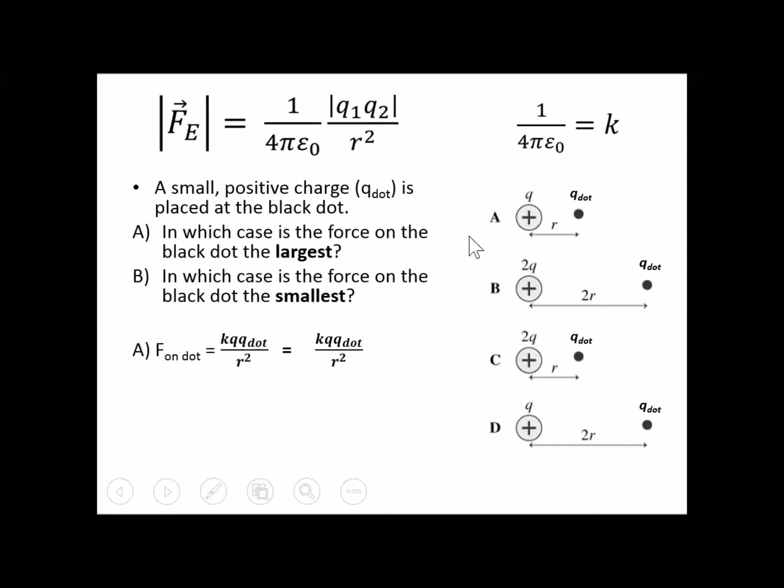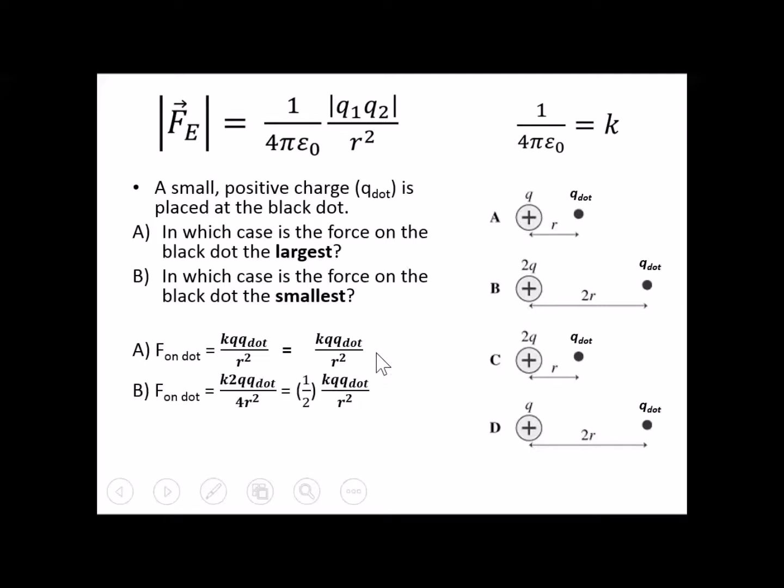So at A, the force on this dot is going to be equal to k, we're replacing 1 over 4 pi epsilon naught with k, times the charge at the plus, which is q, times q dot over the radius between them squared, which is just r squared. So this is going to be the force here. Now this is the force on q dot. It is also the same force on this point. Just like gravity, the forces are equal and opposite. So if you find the force on one point, you've also found the force on the other point.